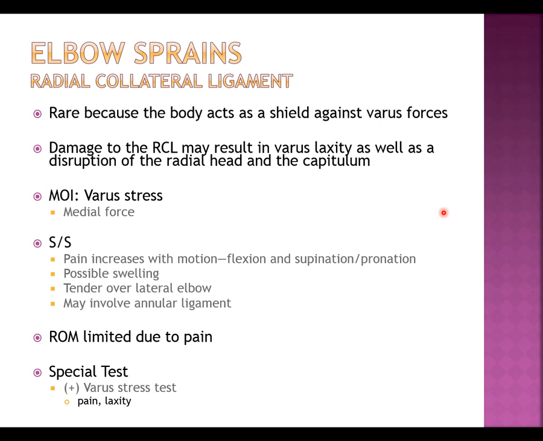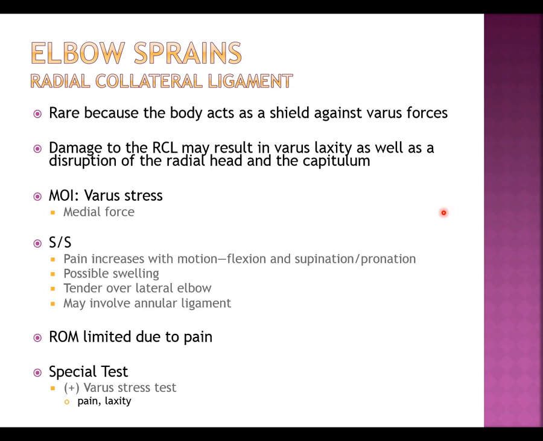But if we do damage it, it could result in laxity because it is the primary stabilizing structure on the lateral side of the elbow, and it's also what holds the radial head up against the capitulum. So those two have to be together for us to have flexion, extension, and supination, pronation. If those aren't connected anymore, there's going to be some laxity. So the overall MOI is going to be varus force, a medial force in some way, stressing or pulling apart those lateral structures.